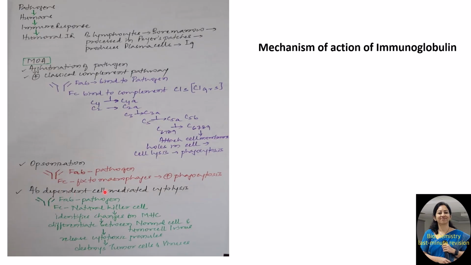Next is antibody-dependent cell-mediated cytolysis, wherein the FC portion will fix to a natural killer cell. This natural killer cell will identify the changes in the major histocompatibility complex, and this will help to differentiate normal cells from tumor cells or virus-infected cells. The major role of the major histocompatibility complex is to identify self from non-self antigens. Once the non-self antigens in the form of tumor cells or viruses are identified, the natural killer cells will release cytotoxic granules, and this will selectively destroy the tumor cells and the virus-infected cells.